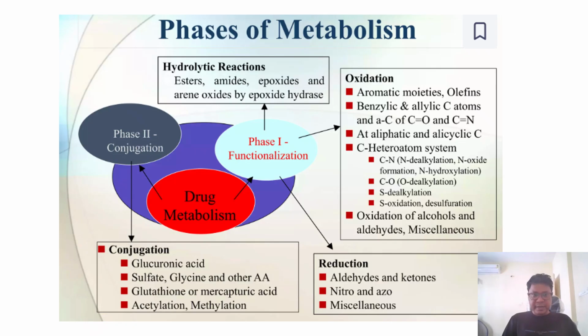Then phase two drug metabolism comes, the conjugation reactions, like conjugation with glucuronic acid, sulfate, glycine, and ester, others, then glutathione and mercapturic acid, acetylation, and methylation. All these reactions come under phase two.